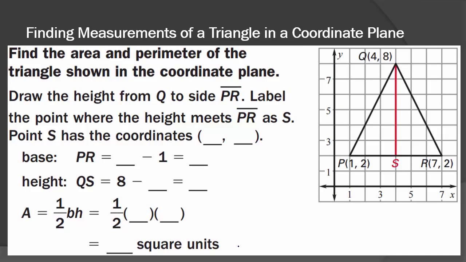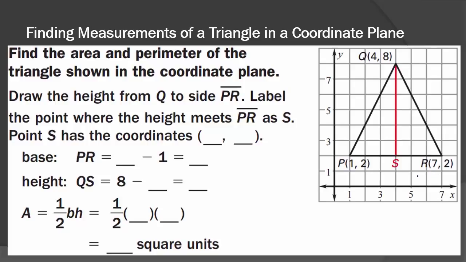Example number 3, finding the measurements of a triangle in a coordinate plane. Find the area and perimeter of the triangle shown in the coordinate plane. So we are given triangle PQR, and we know that P is at 1 and 2, Q is at 4 and 8, and R is at 7 and 2.